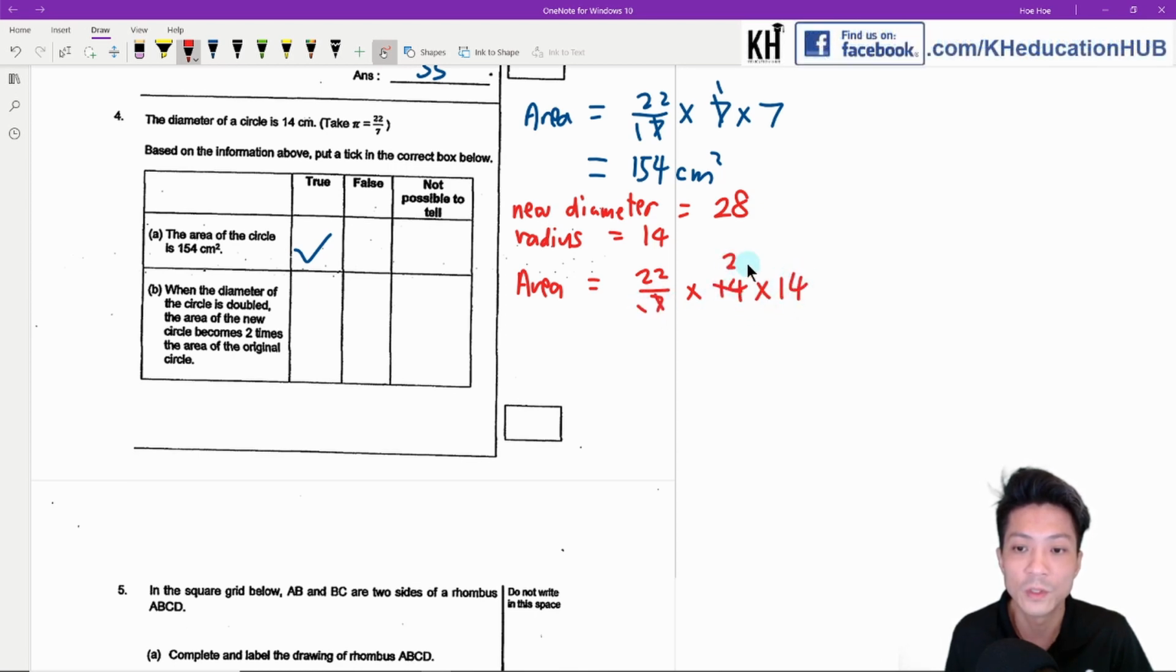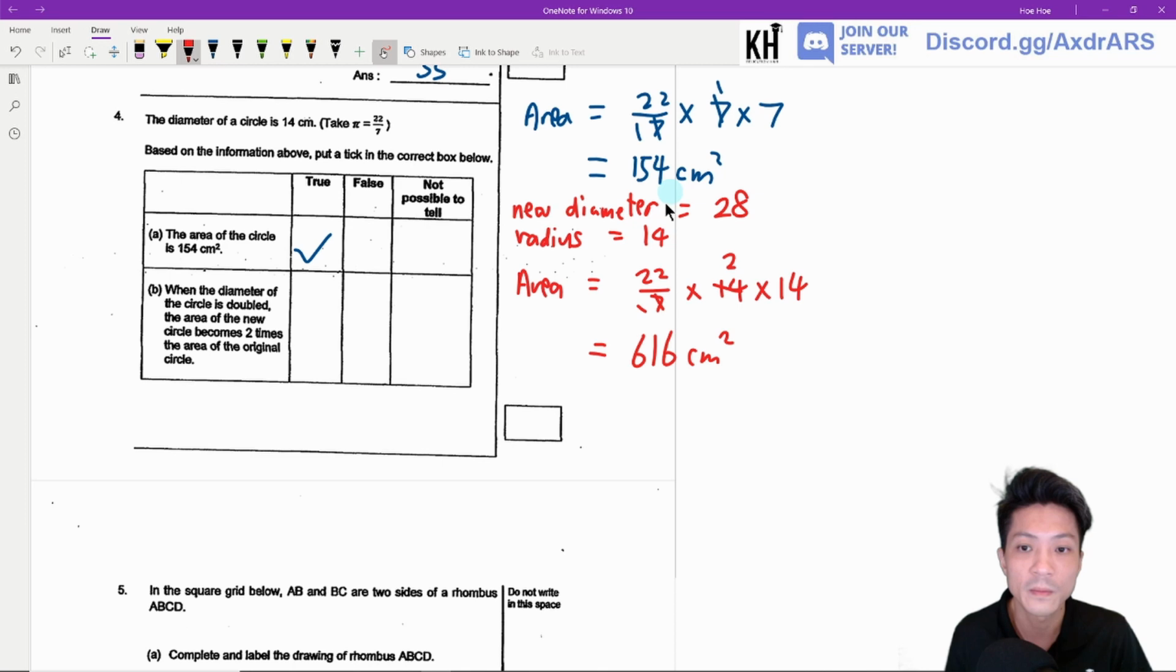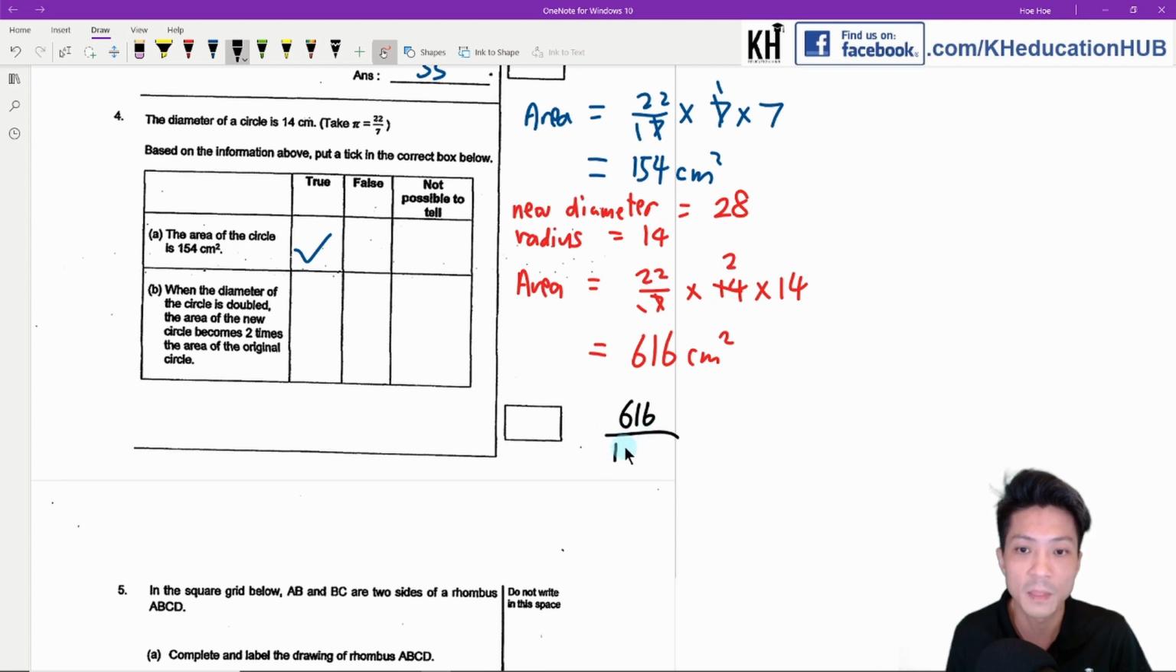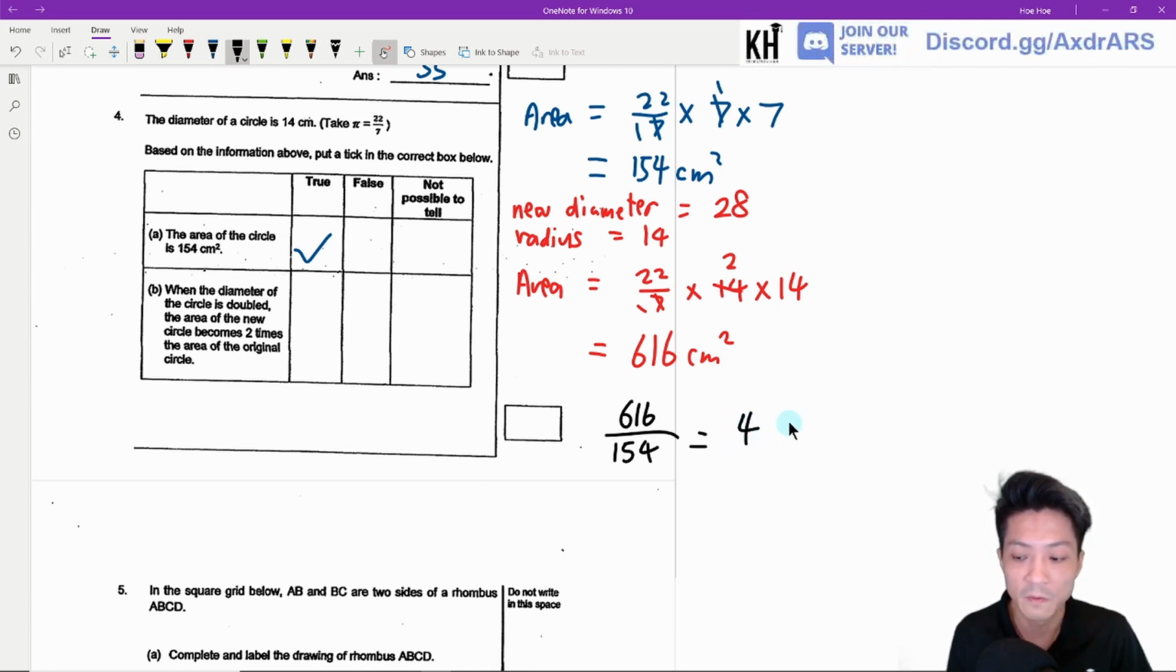Okay, and I'm going to reduce it, and it's going to be 22 times 2 times 14. Going to give me 616 cm square. To find how many times it is, I'm going to use 616 divided by 154. Which is going to be 4 times. Okay, which means that for part B, when it says that it becomes 2 times, it is false.